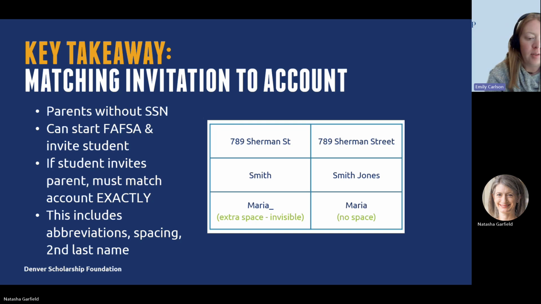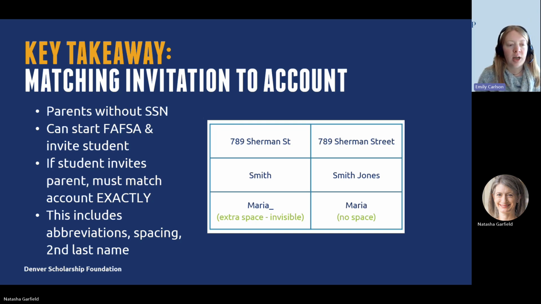So just to really, again, emphasize, when we are talking about matching the invitation to the account, that's one of the places that we saw some of the most snags last year, with the issues with the matching. So it can be one of the trickiest parts of the FAFSA for parents to connect to the student's application if the parent doesn't have a social security number. So the infographic here shows examples of the small differences that can prevent the parent from accessing the FAFSA form. Again, like I mentioned before, parents without a social security number can start the FAFSA and invite the student, and that sometimes eliminates some of these issues.